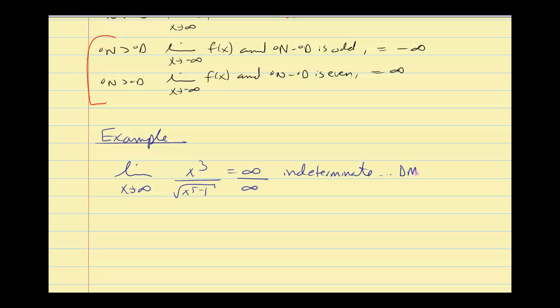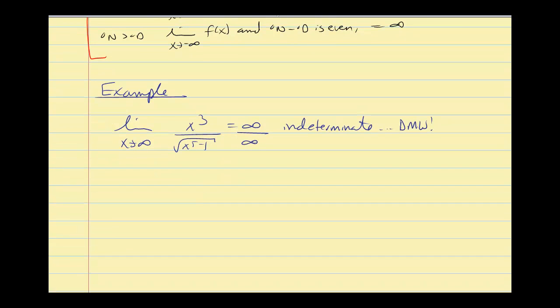Indeterminate means to do more work. Well, the more work we could try to do here is maybe rationalize the denominator, maybe something might factor, but really what we can do is apply those same 3 shortcut rules if we make one simple note. The square root of x to the 5th minus 1 is not equal to x to the 5 halves, but it behaves like x to the 5 halves. Now, where did x to the 5 halves come from? Well, remember, the square root means to the 1/2 power.